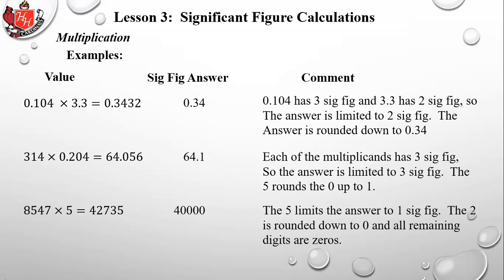But remember, the 42,735 is a garbage number. All those extra digits at the end mean nothing, because the 5 could have either been 4.5 rounded up to 5 or 5.499 rounded back down to 5. And if you were to multiply those two numbers by 8,547, you'd find a huge range of numbers for possible answers. So the one you have to choose is the one that has the proper number of significant figures.